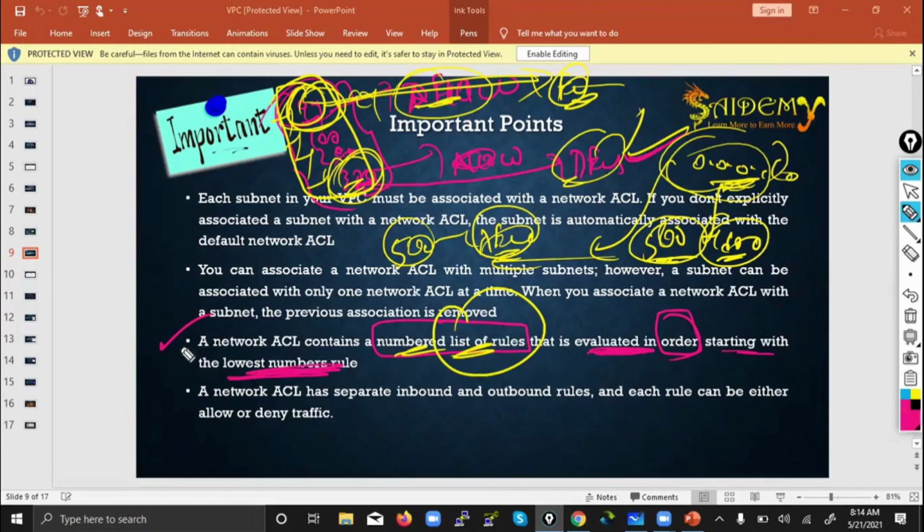That's right. So the concept of NACL is, yes, you have different rule numbers, like 100, 200, and so on. That is one point. The second point is they follow an order. They are evaluated in order, starting with the lowest number rule first.